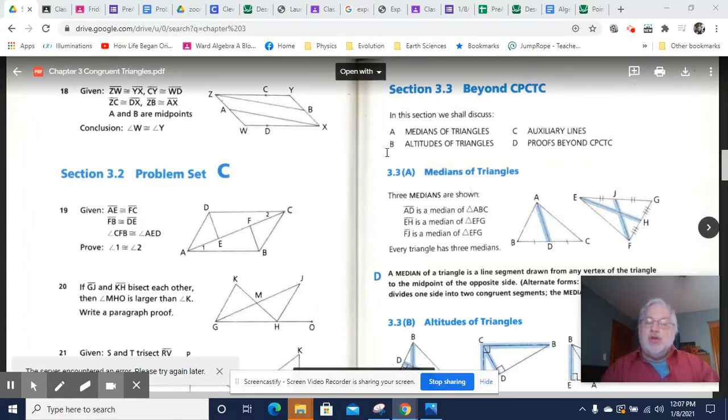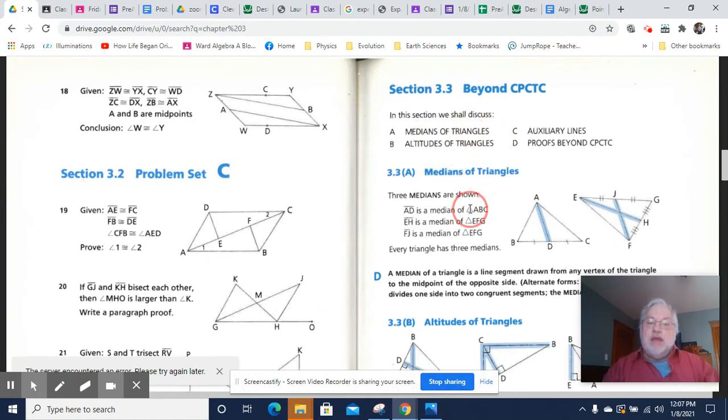I'm going to review Chapter 3, Section 3, or 3.3, which is called Beyond CPCTC, or Beyond Corresponding Parts of Congruent Triangles are Congruent. So it's going to define a couple of things. In particular, you've probably already heard of an altitude of a triangle. It's also going to define the median of a triangle.